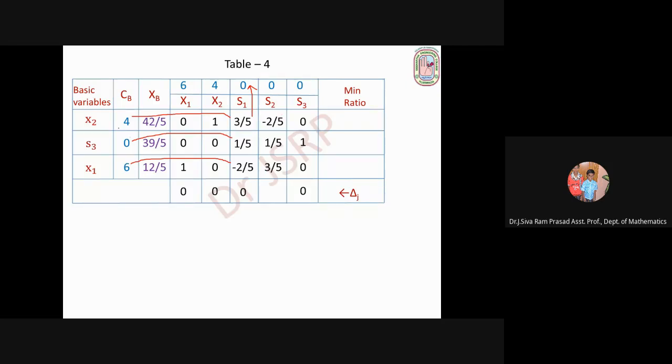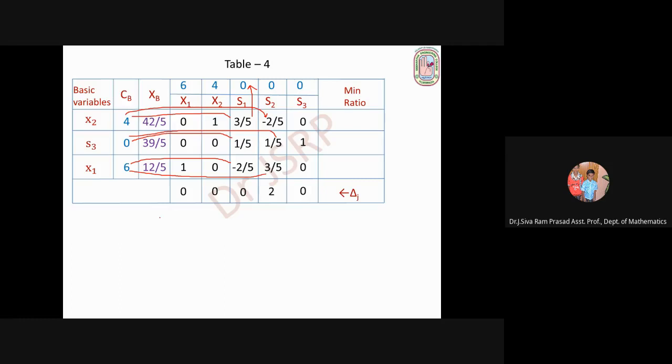Next, for S2, same calculation. 4 into minus 2 by 5. That is minus 8 by 5 plus 0 into 1 by 5, 0, plus 6 into 3 by 5. That is 18 by 5. 18 by 5 minus 8 by 5, 10 by 5, 2. This is 2. So delta J value for S2 is 2.